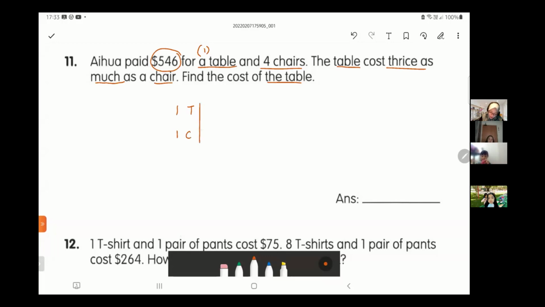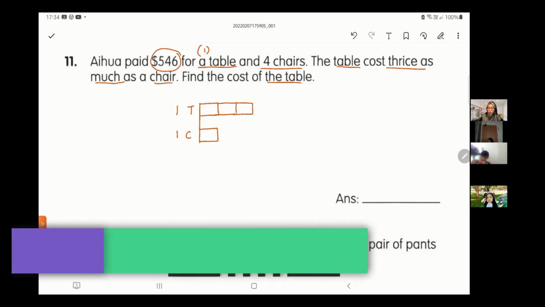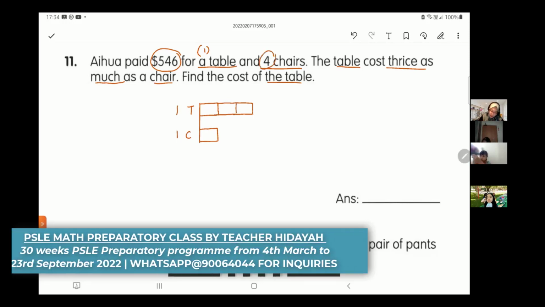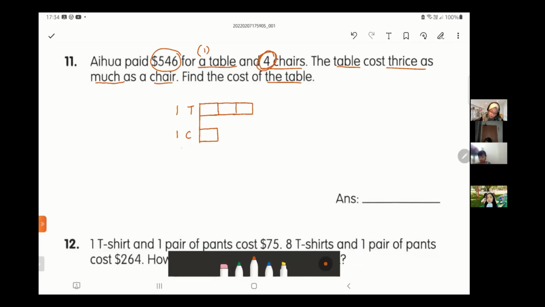I compare one table and one chair. One chair is a short part like that. The table is thrice as much, so 1, same, then 2, 3. Can you see the table is 3 parts or 3 units? Chair is 1 unit. This is 1 table, 1 chair. But how many chairs did she buy? 4 chairs, right? So this is 1 chair, 2 chairs, 3 chairs, and then another last chair, like this.